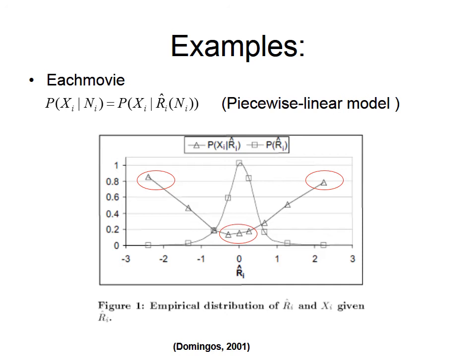Furthermore, in the small interval minus 0.1 to 0.1, where the highest density of ratings is, the conditional probability is indeed monotonically increasing, which is also what we have expected.